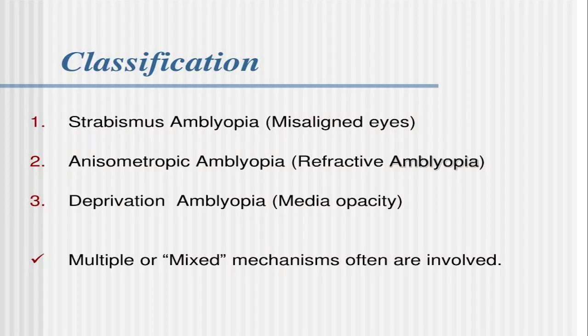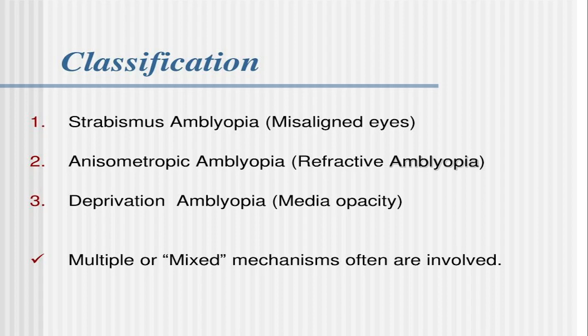Classification. The classification of amblyopia includes the following types. Number 1. Unilateral amblyopia. This type of amblyopia affects only one eye and is the most common form of amblyopia. Number 2. Bilateral amblyopia. This type of amblyopia affects both eyes and is less common than unilateral amblyopia.